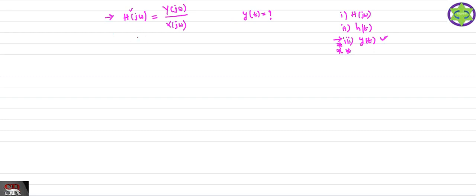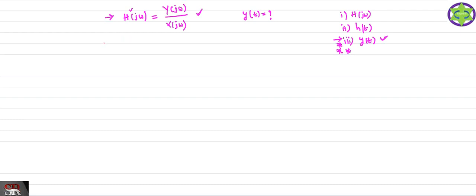Already you know the transfer function for the system, because your system is described by the input output relation. That is, the relation between x of t and y of t is already given to you. So whenever the system is described by a certain equation, using that equation we find out the transfer function.